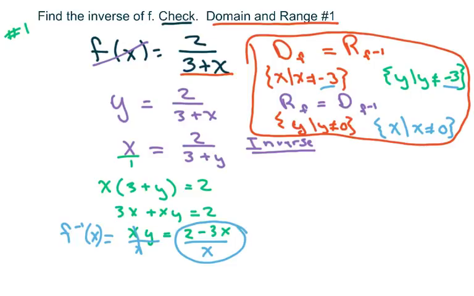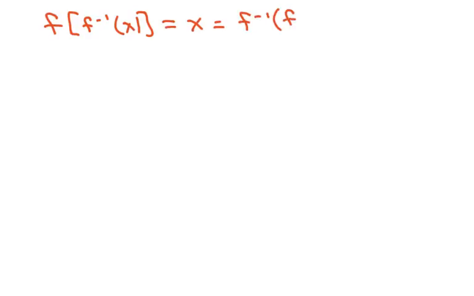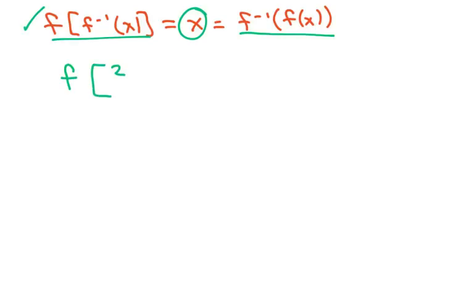Okay, now we have to verify, and you just compose them. So first, you have to do it both ways. Basically, this is how you check. So basically, when you compose from both ways, you should get x. So we're going to do this first part here, and I'm going to input f inverse of x, which is 2 minus 3x over x.